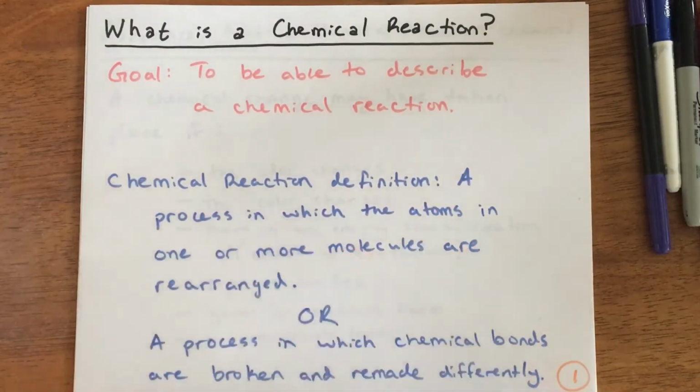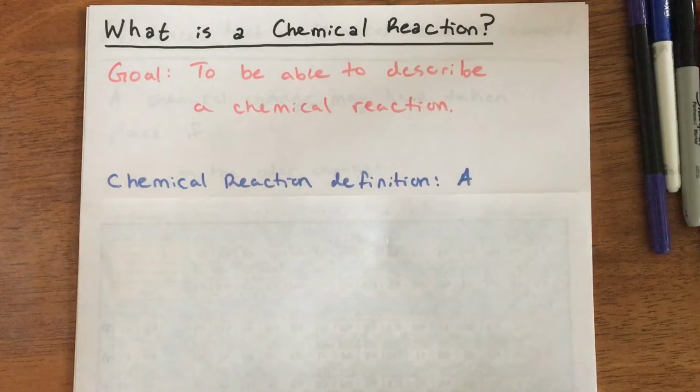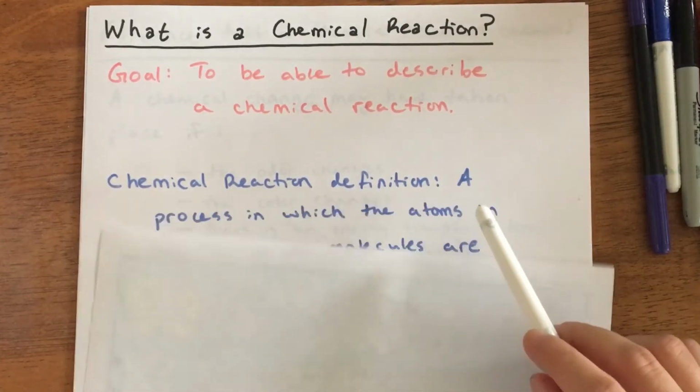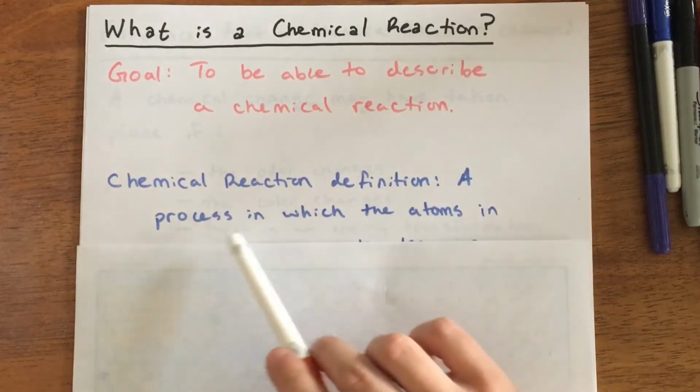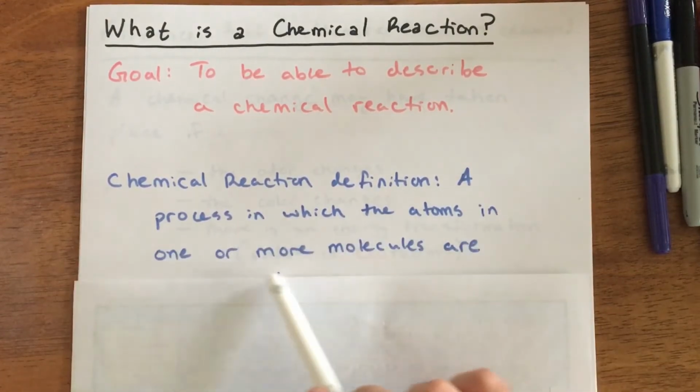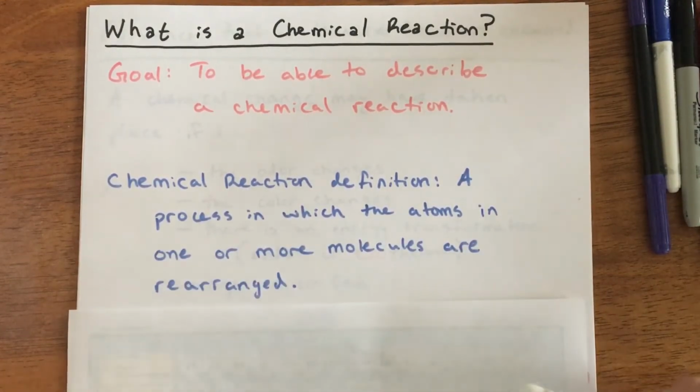So before we get too far into it, let's look at a couple definitions. The first one's probably the more traditional one. A chemical reaction is a process in which the atoms in one or more molecules are rearranged. It could also be compounds, but basically the idea is they're going to get rearranged so they're now in different positions, or they're interacting differently, or those bonds we've been talking about have changed.